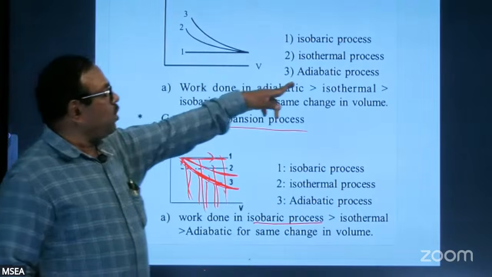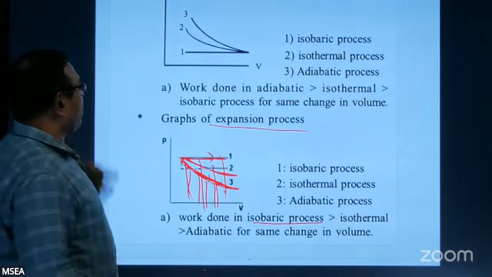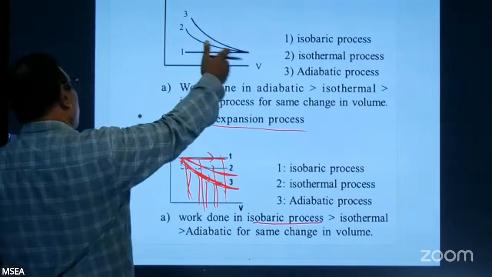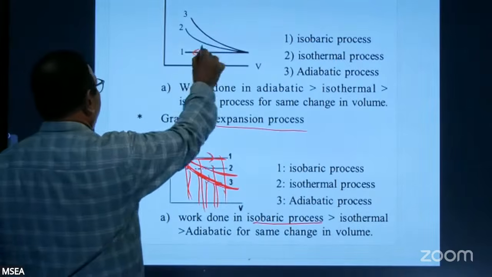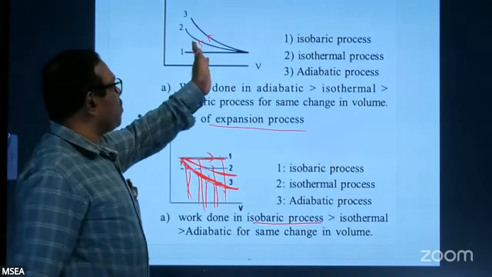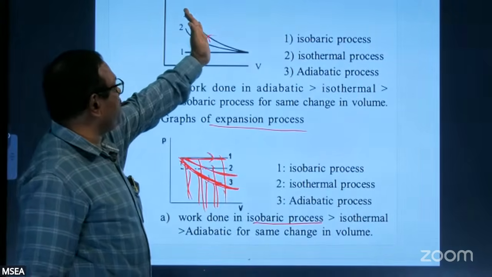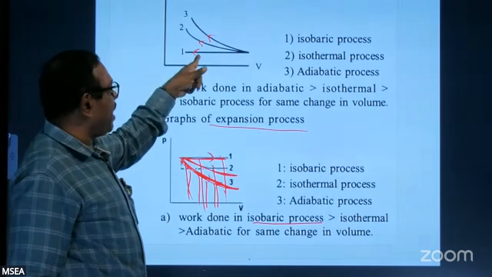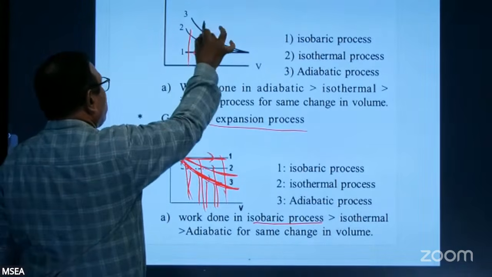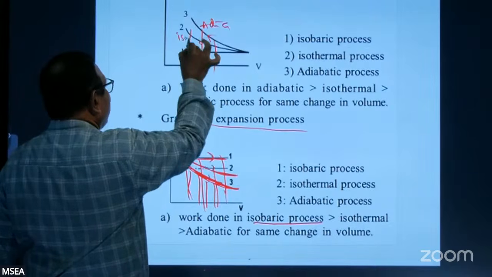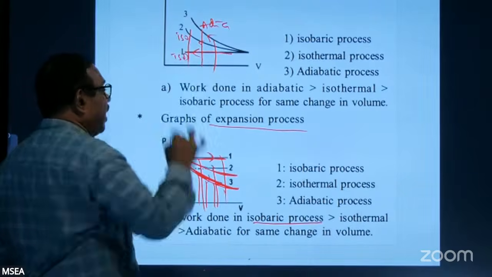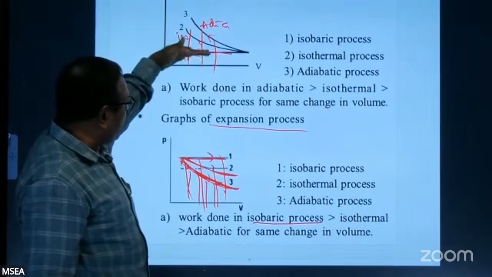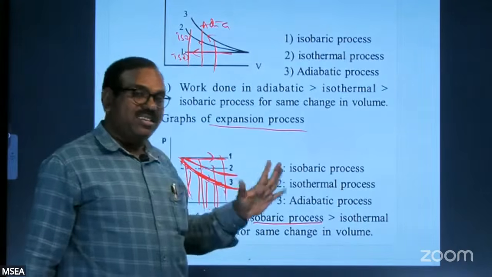Now we come to contraction. That was for expansion. Whenever the volume is decreasing, in contraction, whose slope is more? Adiabatic. Adiabatic slope is more than isothermal, then isobaric. So adiabatic work done is more than isothermal, then isobaric. In contraction, you have to remember adiabatic has more work done, then isothermal, then isobaric. These things you have to remember.